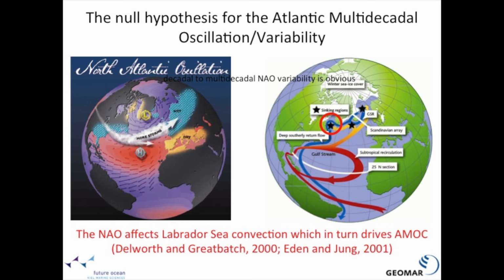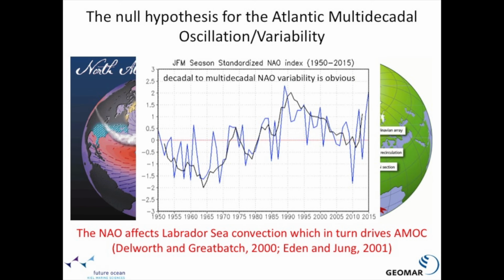All right, so you all know probably, or most of you know, the North Atlantic Oscillation. The North Atlantic Oscillation is an atmospheric teleconnection pattern which is the leading mode of internal atmospheric variability over the Northern Hemisphere, and it affects, and you see this on the right, the deep convection site in the Northwest Atlantic, in the Labrador Sea. And this is a key region of influencing the large-scale ocean circulation that we refer to as the Atlantic meridional overturning circulation.